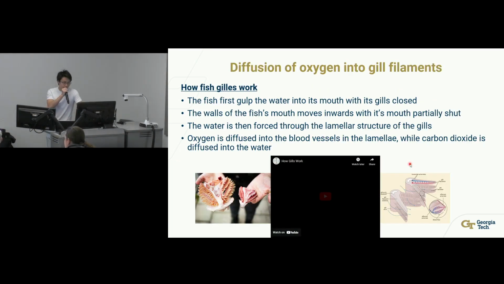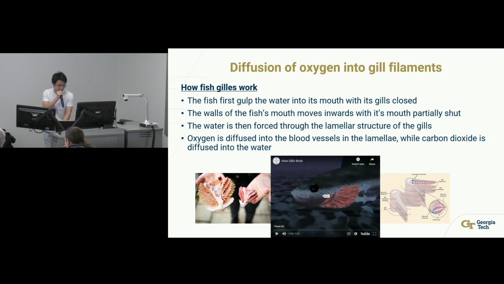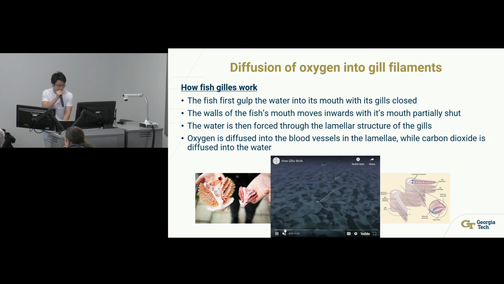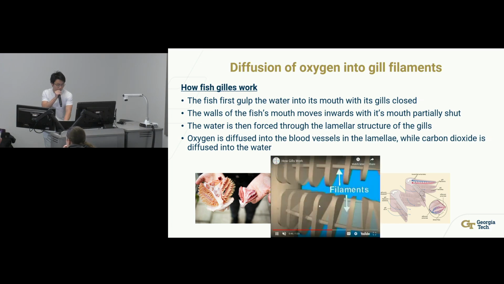And here I'm going to talk about the diffusion of oxygen into the gill filaments, and here's a video. So for some of the fish, they usually gulp water into their mouth, and the internal wall of their mouth contracts and pushes the water out of their gills. And this is how the so-called laminar structure works, and this is inside the fish gills.